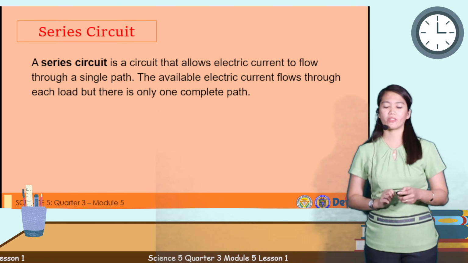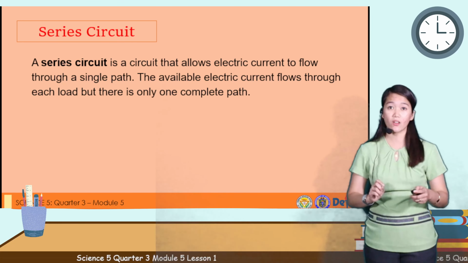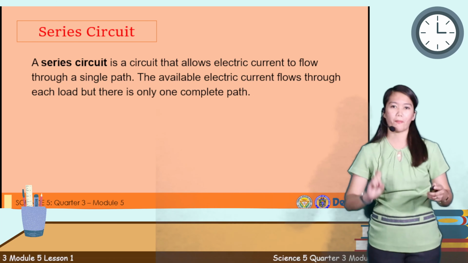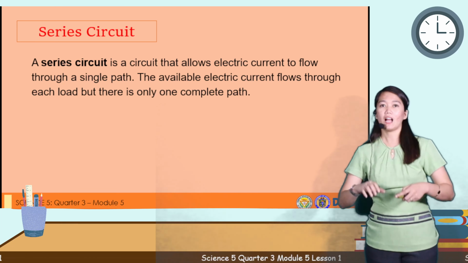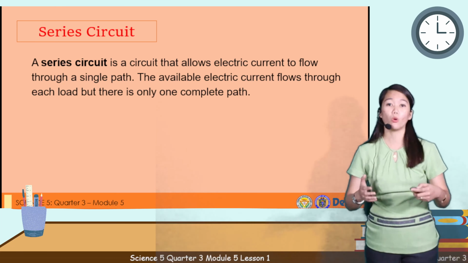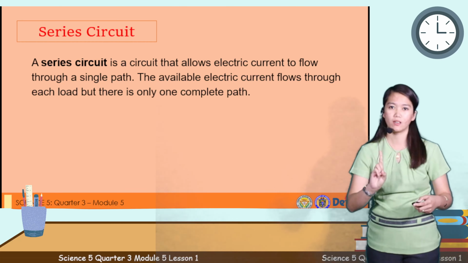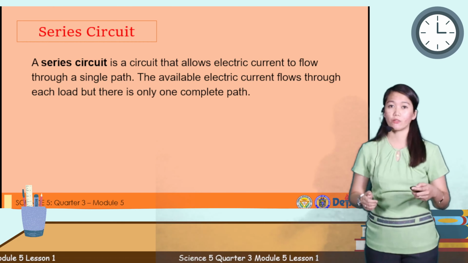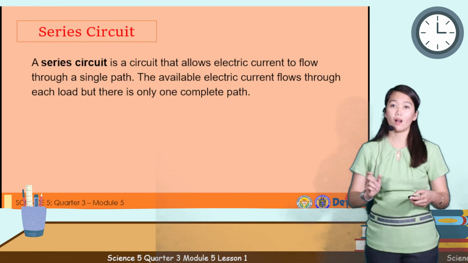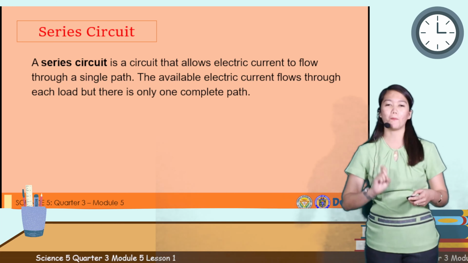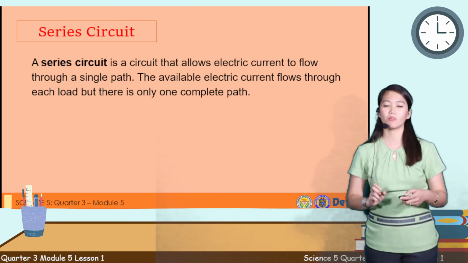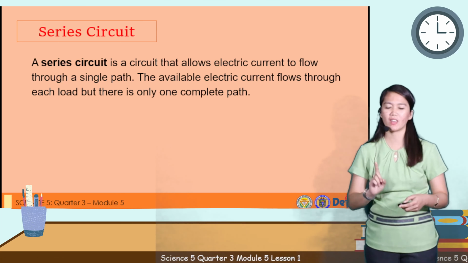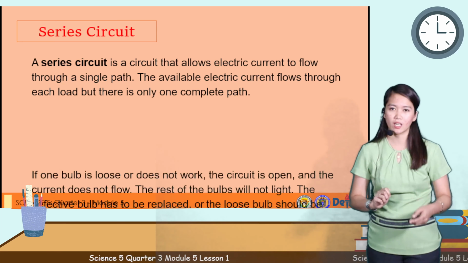Okay, remember that a series circuit is a circuit that allows electric current to flow through a single path. It means only one. The available electric current flows through each load, but there is only one complete path. Always remember that. There is only one complete path. Okay, that is series circuit.